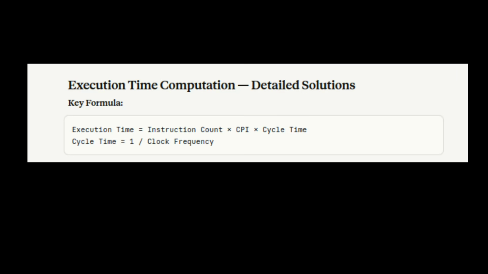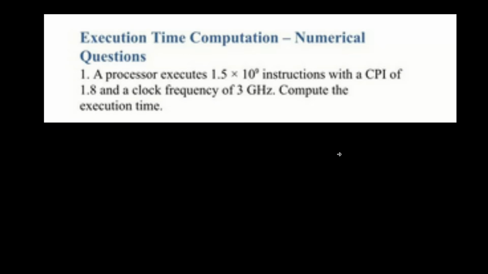So first let us see the basic formula for calculating the execution time: instruction count into CPI into cycle time. Cycle time can also be written as 1 divided by clock frequency. This much we have to know. Execution time is equal to instruction count into CPI into cycle time, and cycle time is 1 divided by clock frequency. Understood?